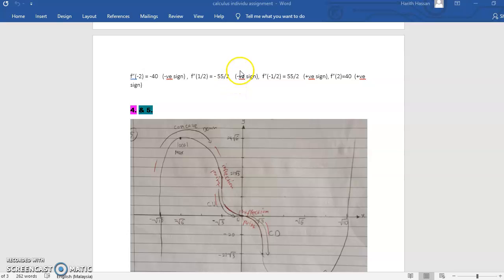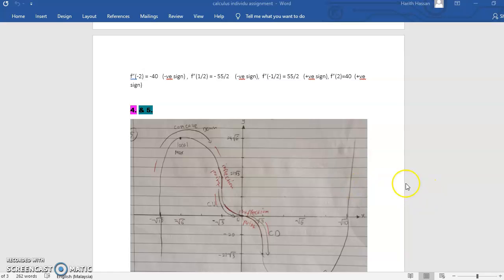So in the fourth and fifth steps, we need to sketch the graph completely. We can state in the graph where the curve is concave up and down, and also locate the local maximum and minimum. And lastly, we can sketch the graph using all the steps so that the graph fits nicely.